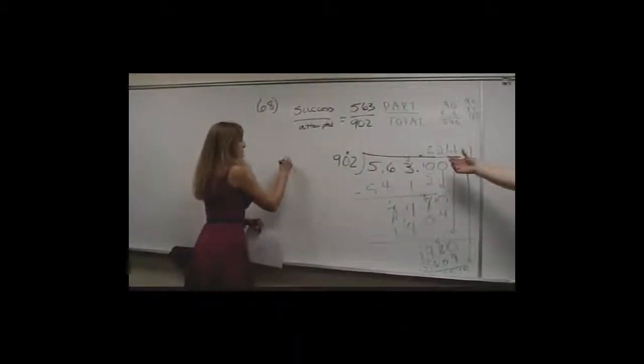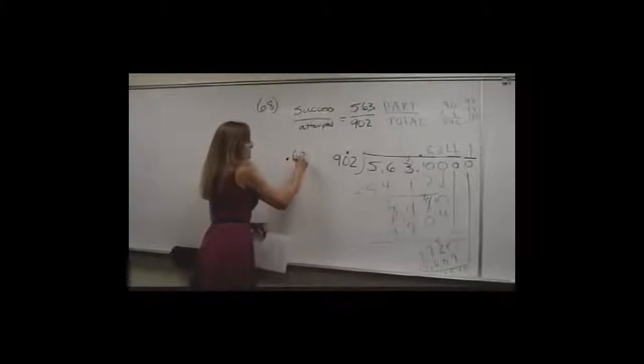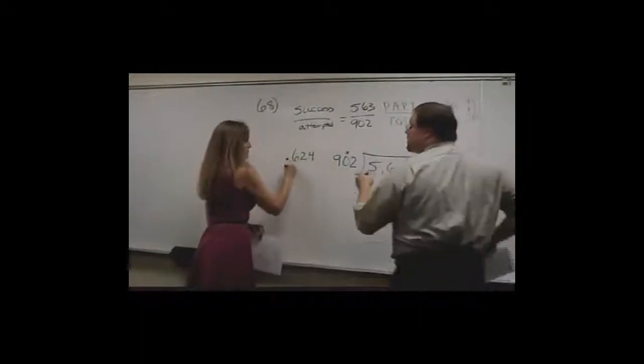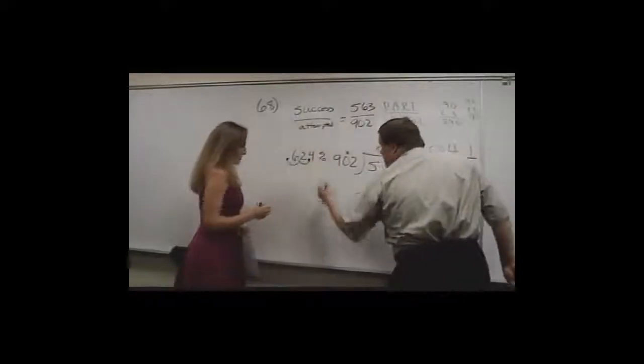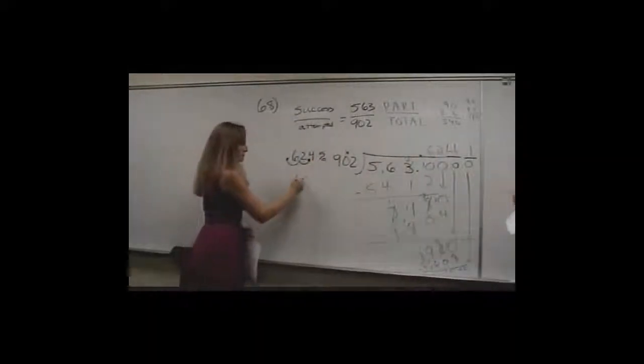So our decimal here is 0.6241, and to change it to a percent, we move the decimal point over 2 places to the right, and you will see 62.4%. So make sure you round correctly, and you write 62.4%.